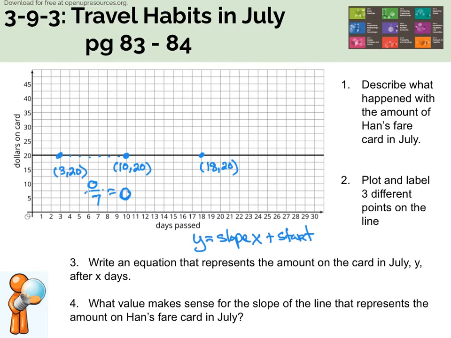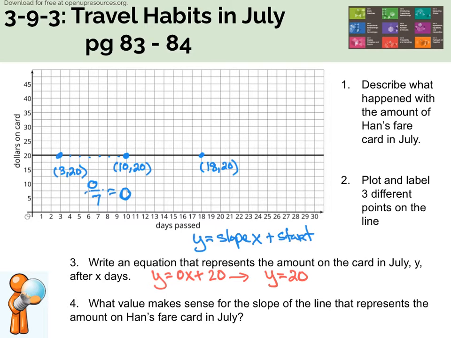So if we want to write the equation, we follow the format. We're going to have y equals 0x plus, and then where does it start? Well, it starts at 20. That's how much he has on his card. So we're going to have 20. Now remember, mathematicians don't really like to write down zeros, and we know 0 times x is 0. So the equation that mathematicians like better is y equals 20. This is our equation for this line.